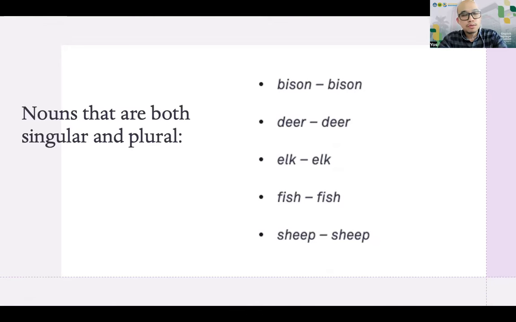So there are also nouns that are both singular and plural. Like the word bison. In the plural, we also say bison, or we also write bison. Deer stays the same. Deer. Elk, elk. Fish, fish. Sheep, sheep. They don't change their form in the plural form. They have the same form in their plural.